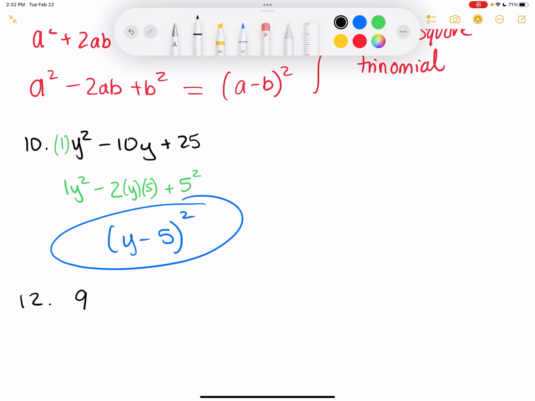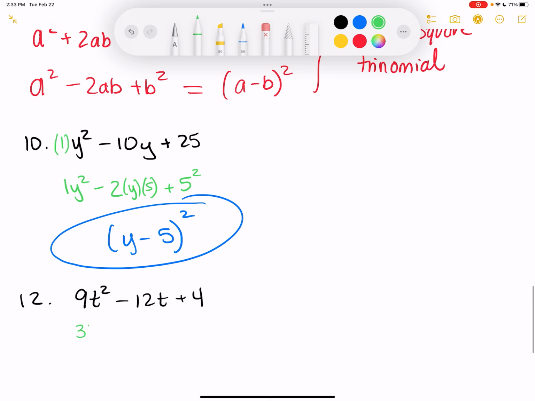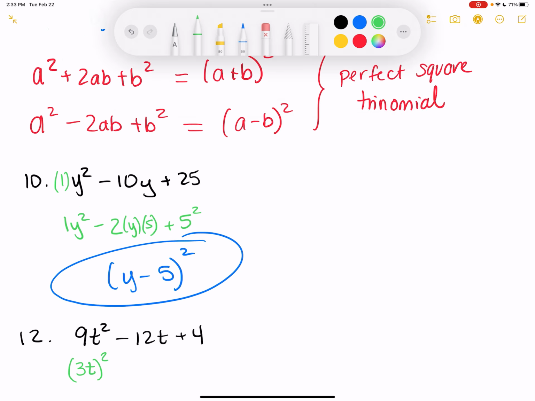So then for 12, 9t squared minus 12t plus 4. At this one, again, I'm just going to show you what we're dealing with here first, and then we'll go through and write it. I'll do it for the next one as well, and then go from there. But what squared gives you 9? 3. So this is really 3t, and then all of that being squared. I'm rewriting it to try to help you see what the a term is. What's inside the parentheses is a. A is being squared.